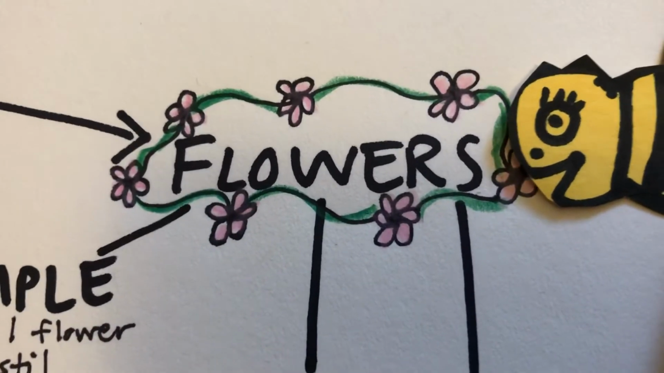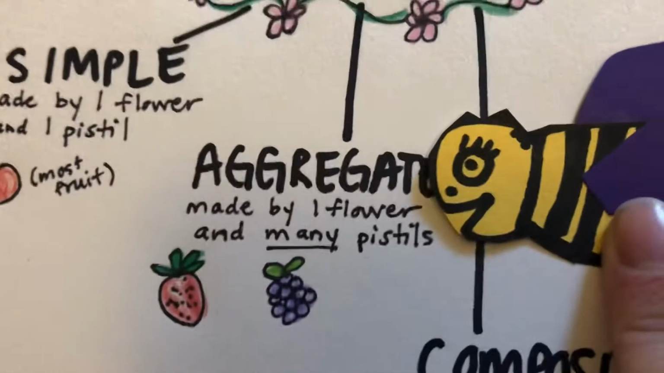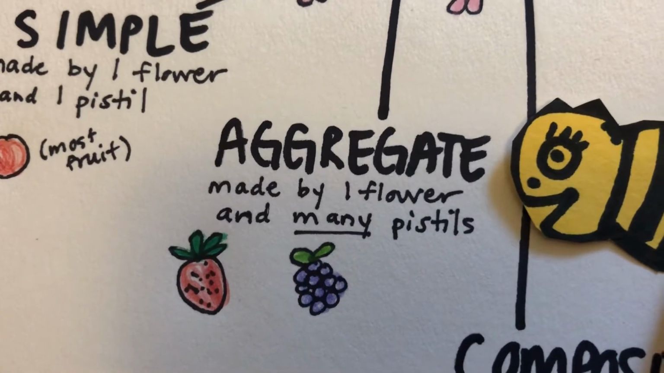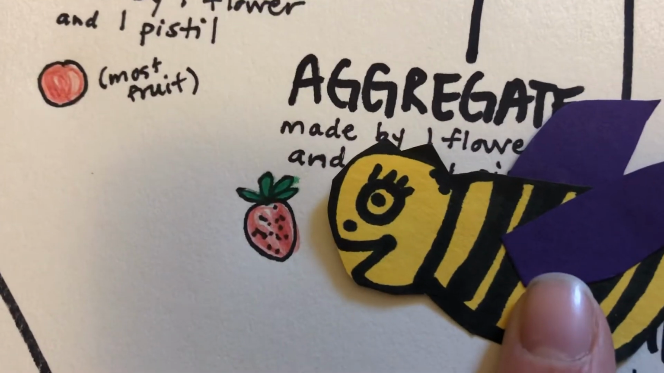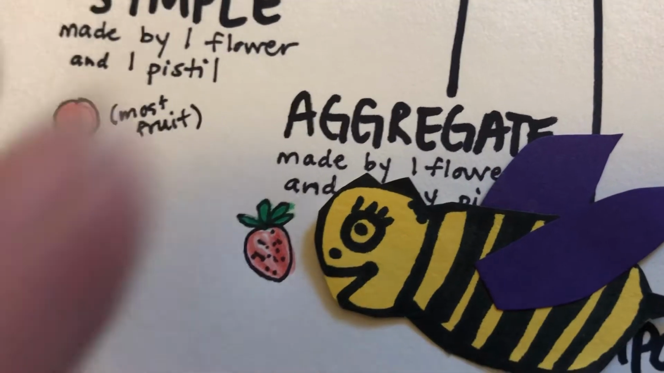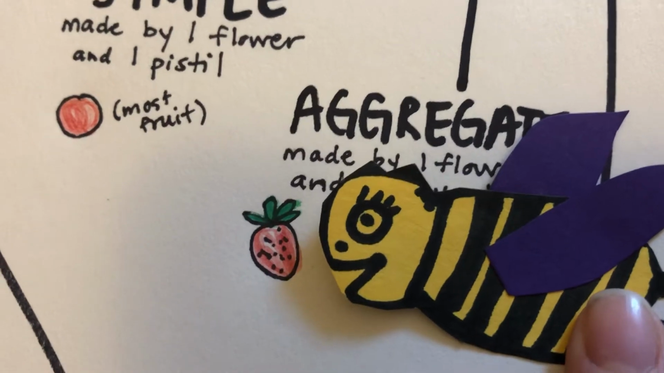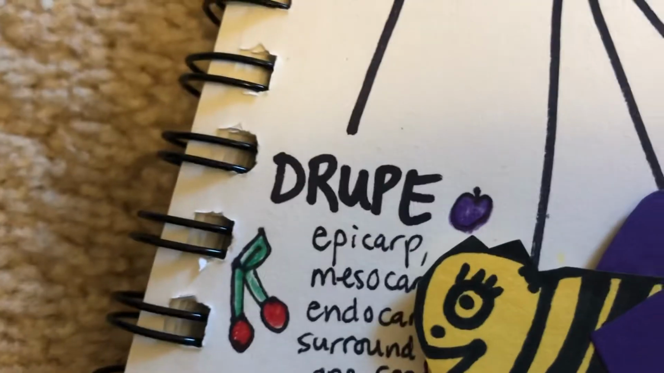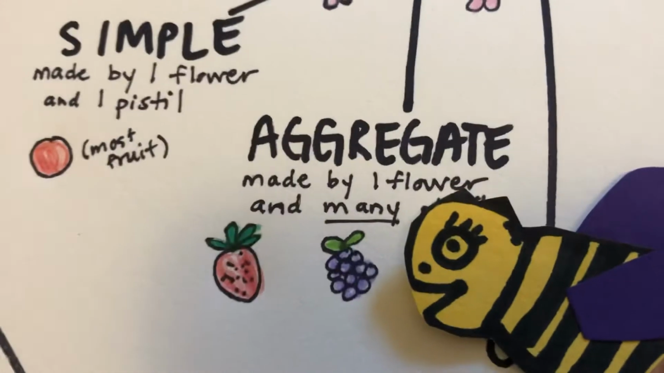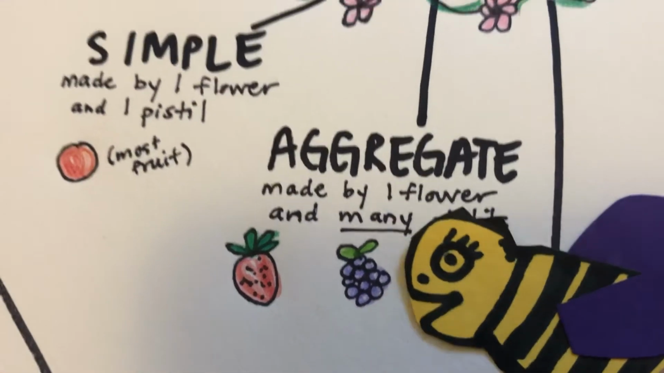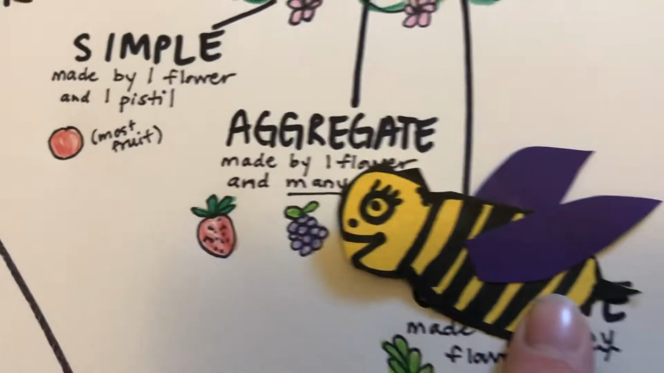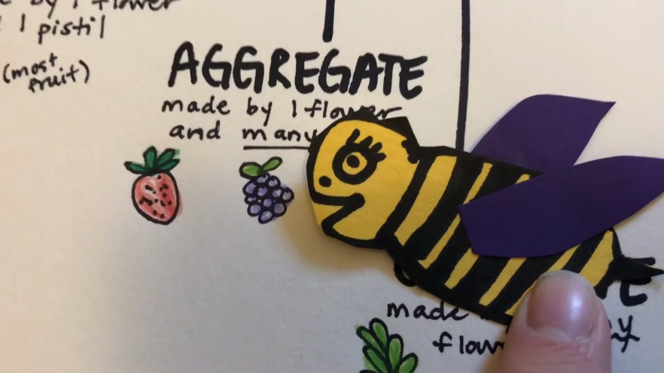Another way we can classify by their flowers is aggregate fruits, which are made by one flower and many pistils. So for example, a strawberry. Did you know that each little, quote, seed on a strawberry is actually a tiny drupe? Whoa. And blackberries and raspberries. They're made by one flower and many pistils. So each of the little circles on a raspberry or blackberry is actually its own little fruit.